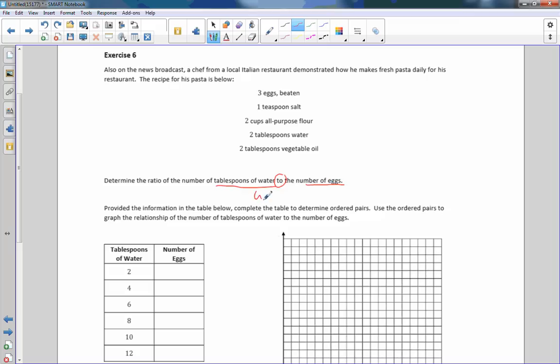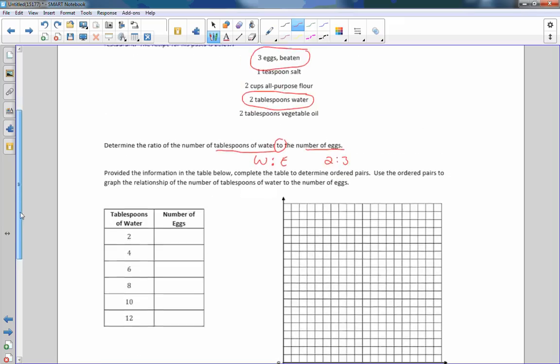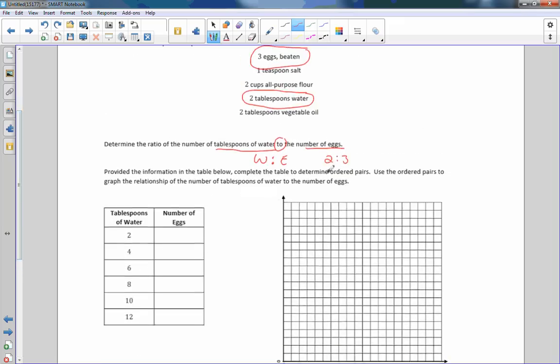So we want water to eggs. Well, our water is right here, and our eggs are right here. So water is 2 tablespoons to 3 eggs. So our ratio is 2 to 3. Now it says provide the information in the table below. Complete the table to determine ordered pairs. Use the ordered pairs to graph the relationship of the number of tablespoons of water to the number of eggs.